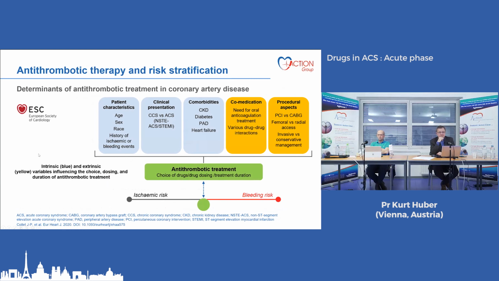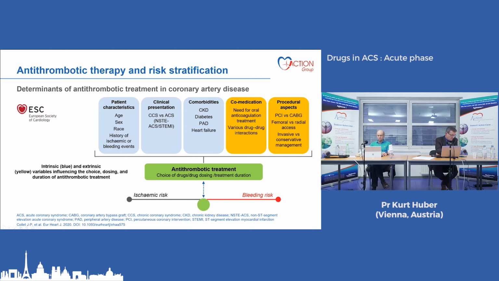And all these factors depend on patient characteristics like age, sex, race, and the history of ischemic or bleeding risk. The clinical presentation, and we are talking now about ACS, non-ST elevation ACS or ST elevation MI. Comorbidities are important. They drive the outcome of our patients: chronic kidney disease, diabetes, peripheral artery disease, or existing heart failure. And we need to know about the co-medication, for example, a patient already on oral anticoagulants for other reasons. And finally, also the procedural aspects.